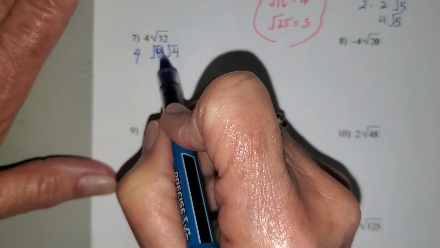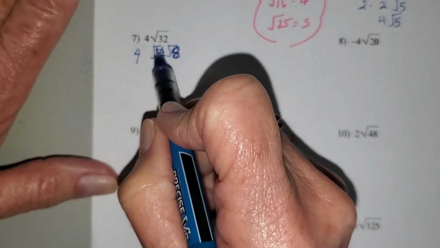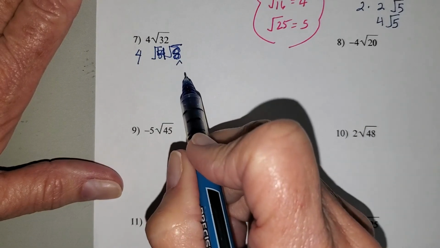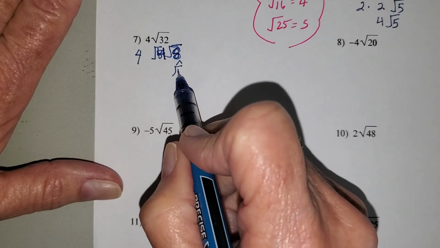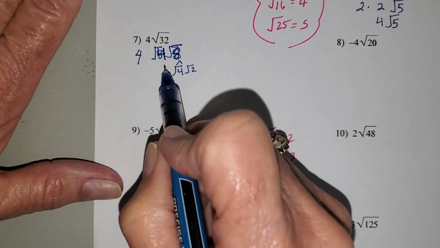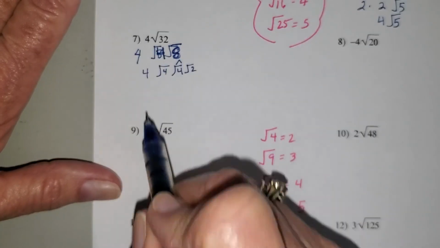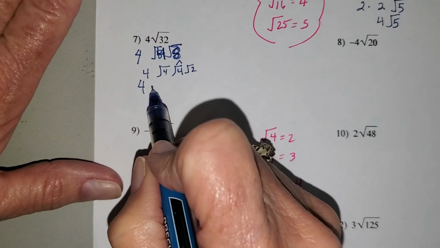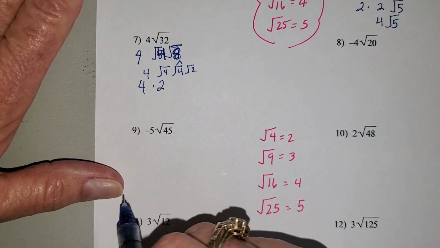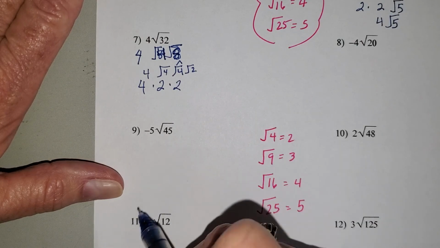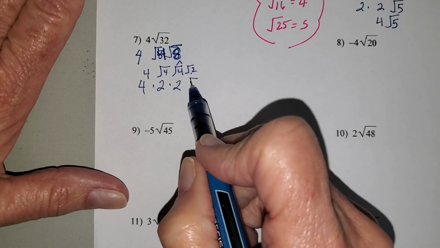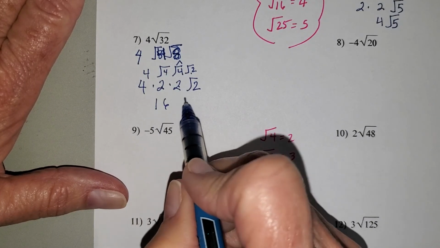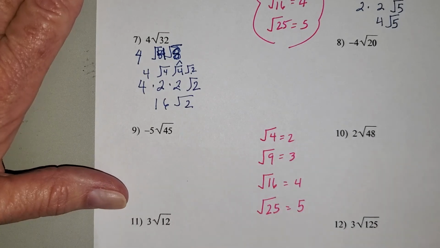I should have written the 4 first and the 8 second. Sorry, my bad. And then we look at this, the square root of 8, and we can factor that again to square root of 4, square root of 2. So we'll bring down these other parts. And then let's simplify. We have the 4 hanging out in front. Square root of 4 is 2, so that's outside the radical sign. Square root of 4 is 2, that's outside the radical sign. Square root of 2 we can't do. 4 times 2 is 8, times 2 is 16, radical 2. Okay.